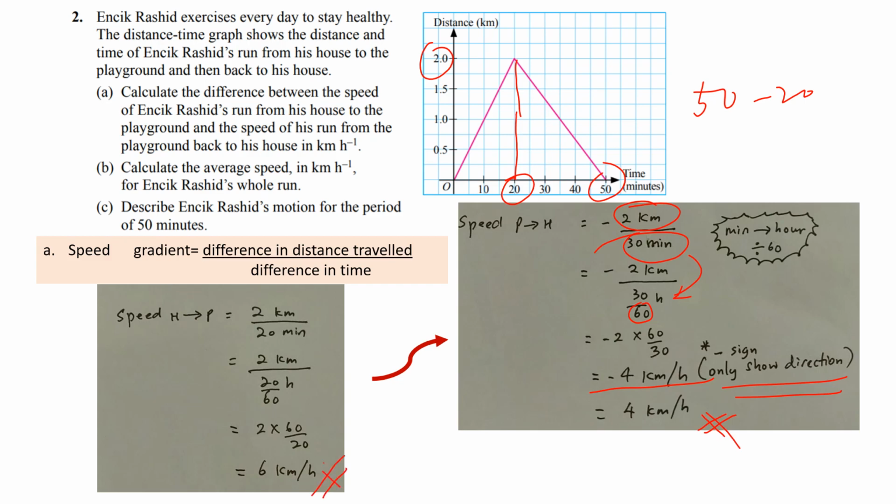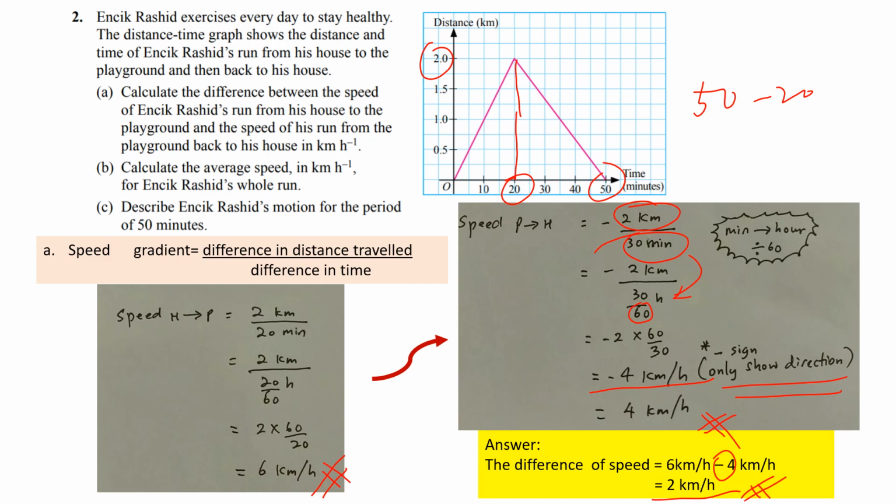This one is 6 km per hour. So for the difference, you just minus. So this is the answer, 2 km per hour. Okay.